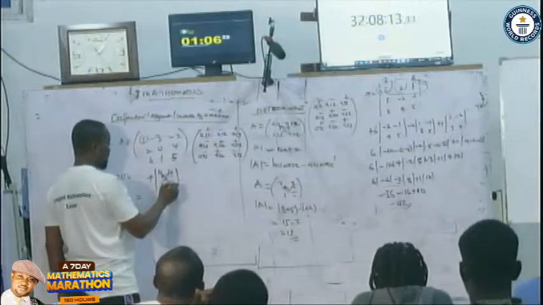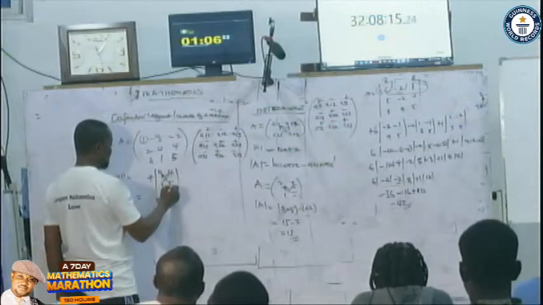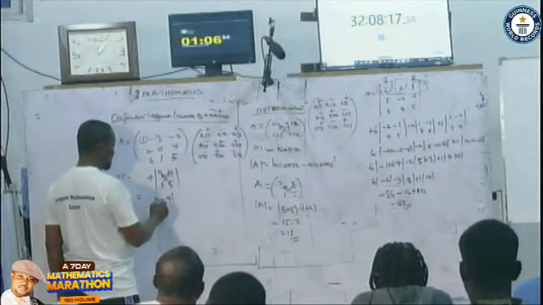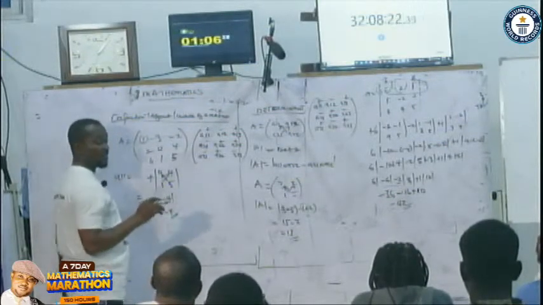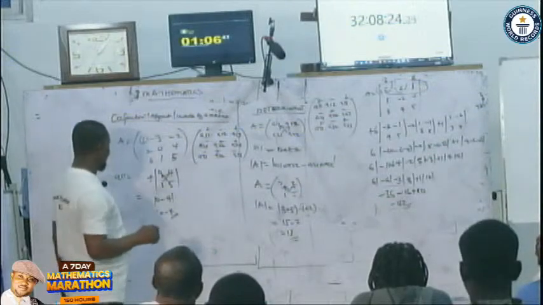So 0 times 5 is what? 0. Minus 4 times 1, 4. 0 minus 4 is minus 4. Don't forget this one, plus, plus. I have finished my A11. Now for A12.